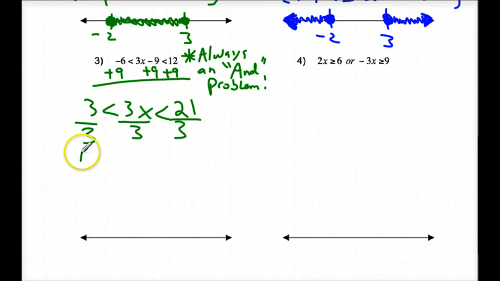1 is less than x and x is less than 7. You got to say all the inequality signs, though, Henry. 1 is less than x and less than 7. x is in between 1 and 7. All the solutions are in between 1 and 7. This is thumbs up in the air. This is an and. Okay?